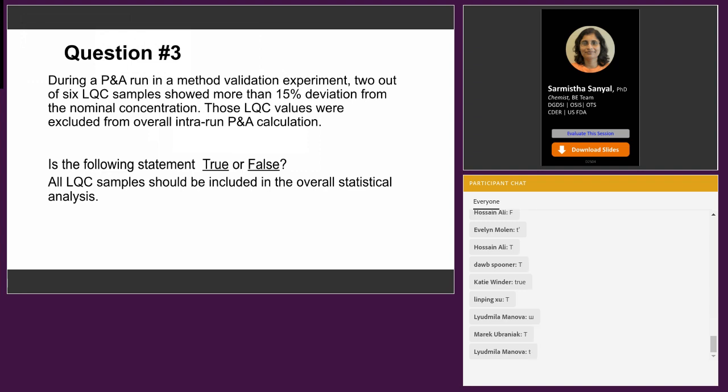And I think yesterday this issue was covered in some of the presentations. So just again, remember that for QCs in a precision and accuracy run, there is no acceptance criteria. Whatever value you get, even if there is more than 15% variation from the nominal concentration, those values should be included. I think that concludes the knowledge check for case study 1, and we will continue to case study 2 now.